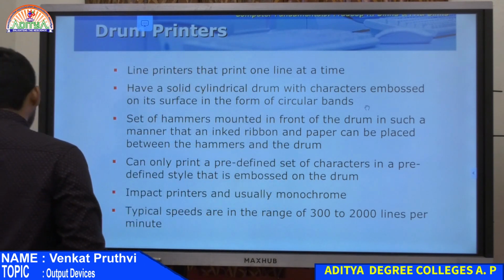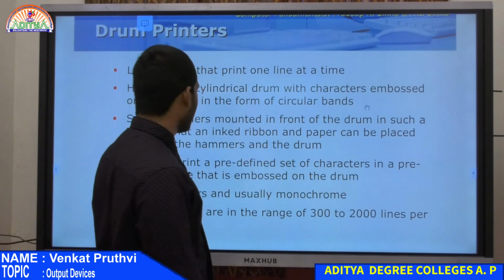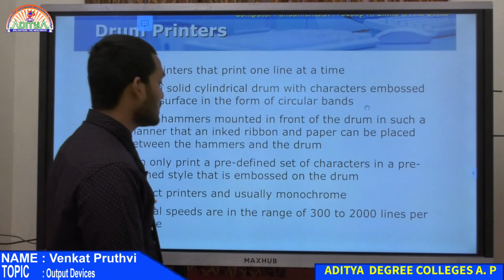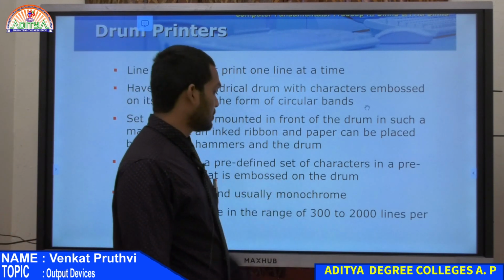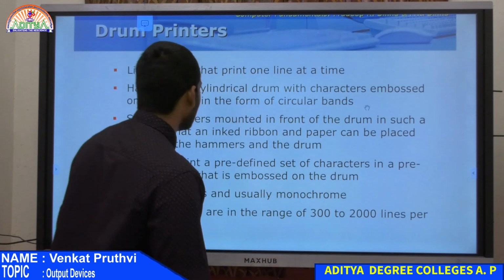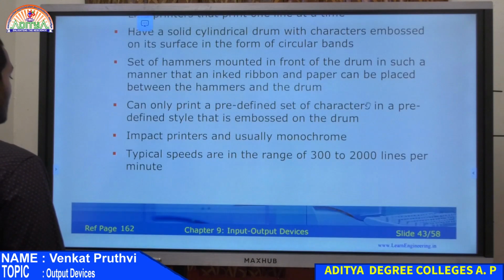Okay. So it can only print a predefined set of characters in a predefined style that is embossed on the drum. Then, impact printers are usually monochrome. Then the typical speeds are in the range of 300 to 2000 lines per minute. This is the speed of drum printers.